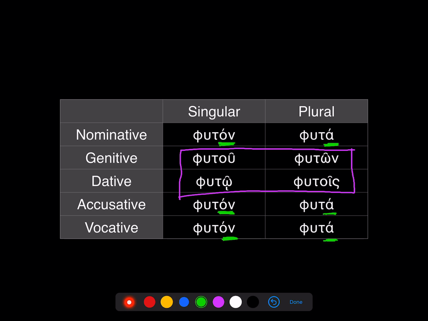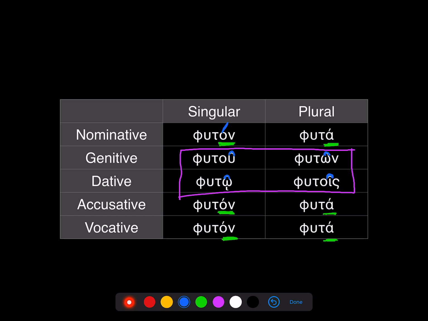Let's take a moment to look at the accentuation here. Again, like all nouns, it has persistent accent. The accent wants to be here over the ultima, and it stays there throughout. But remember, like all first and second declension nouns that are accented on the ultima, that accent changes to a circumflex in the genitive and dative, singular and plural.